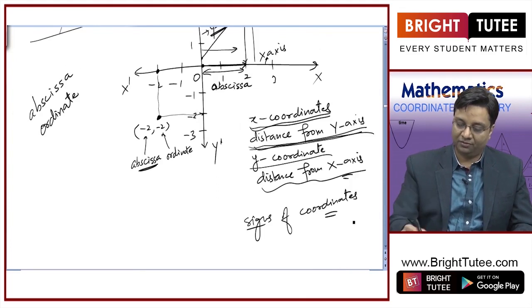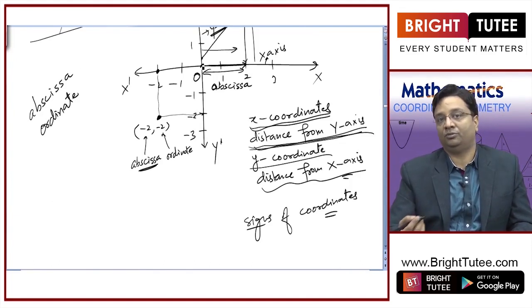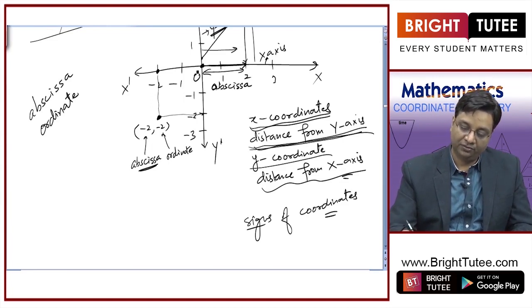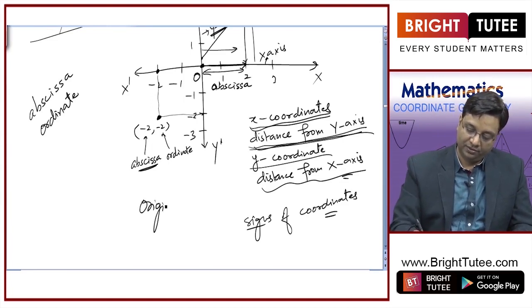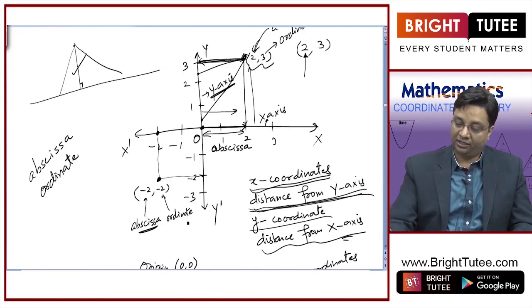Now what about origin? What are the coordinates of origin? What is the distance of this point from x-axis? 0. What is the distance of this point from y-axis? 0, right? So the coordinates of origin are (0, 0). Okay. Now let me tell you one interesting thing.